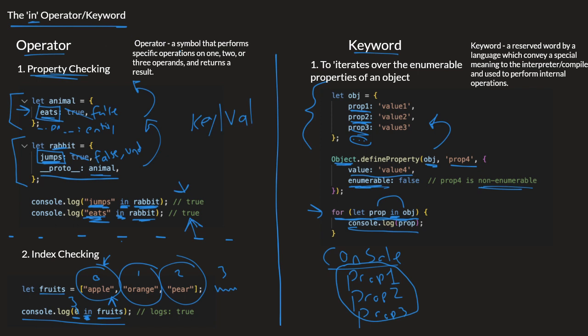And that's it. That is the in operator and the in keyword in JavaScript.